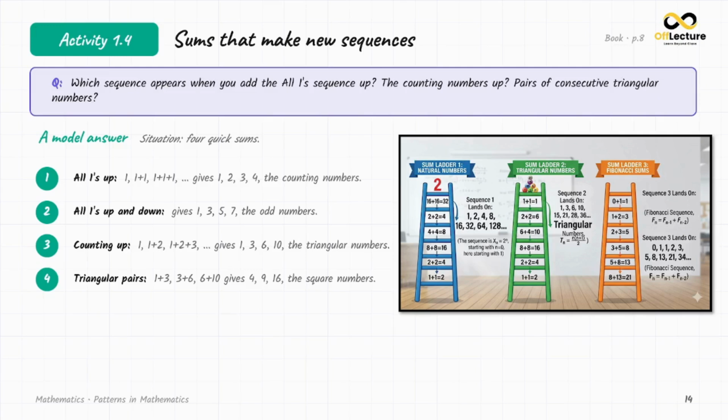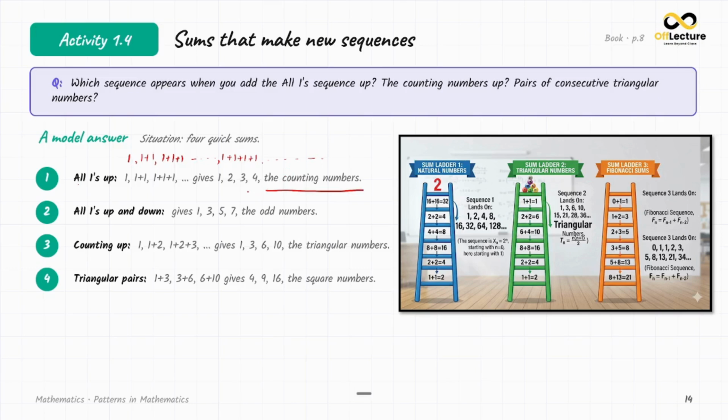So let's understand which sequence appears when you add all ones sequence up, the counting numbers up, pairs of consecutive triangular numbers. If we keep adding ones up again and again, like 1, 1 plus 1, 1 plus 1 plus 1, and then 1 plus 1 plus 1 plus 1 will give you 4. So we are getting the counting numbers.